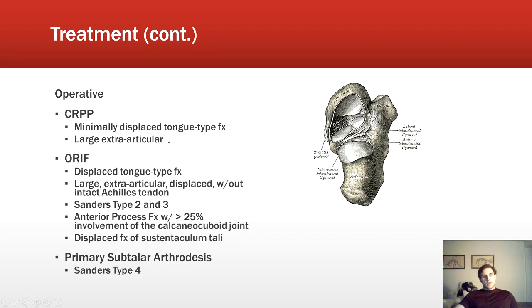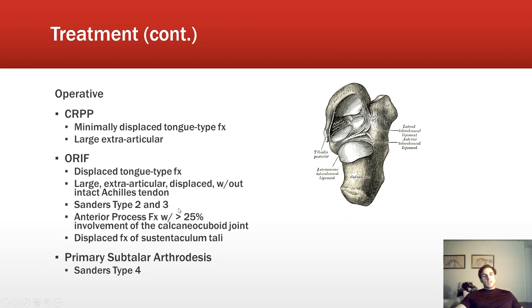In addition, you can also do CRPP for large extra-articular fractures, large being greater than 1 millimeter, I believe, is the cutoff. For open reduction internal fixation, these are the situations where you're going to want to take that route. Any type of displaced tongue type fracture like we just saw, any large greater than 1 millimeter, extra articular displaced greater than 2 millimeters without intact Achilles tendon. These are all situations that would require ORIF.